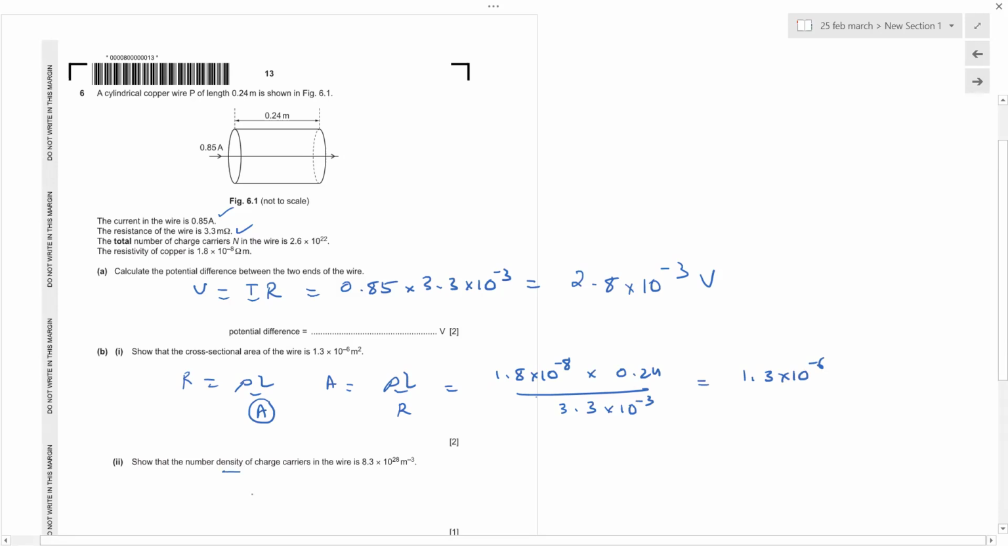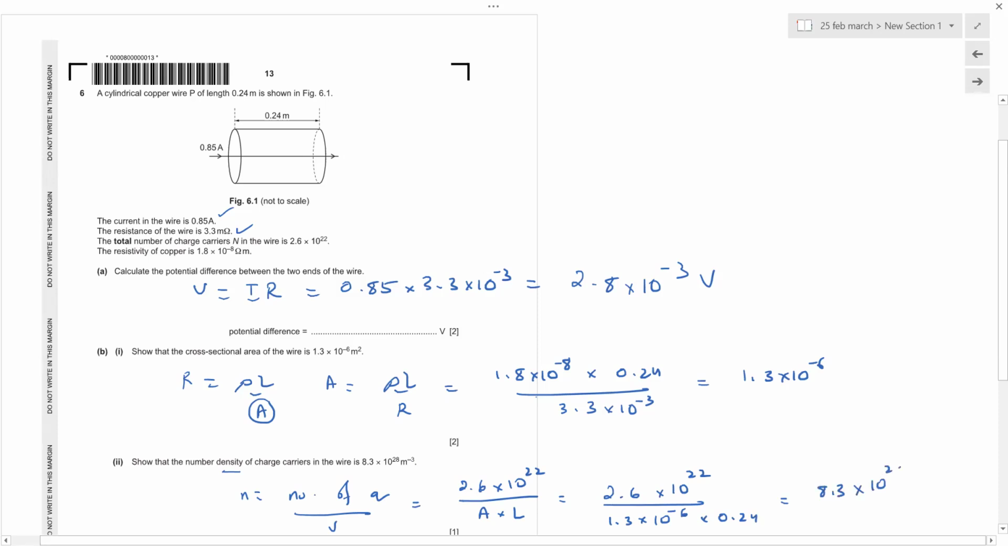Number density. So number density is number of charges per unit volume. So number of charges basically is given in the question, 2.6 exponent 22, and we have volume that would be area into length. So 2.6 exponent 22, area is 1.3 exponent minus 6 into length would be 0.24. So we get 8.3 exponent 28.